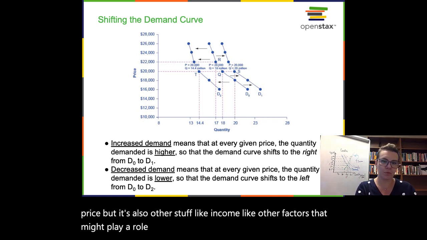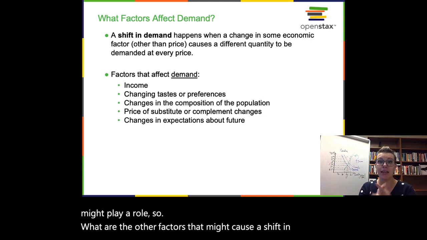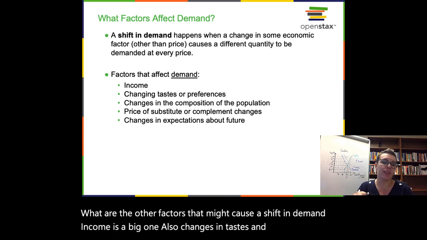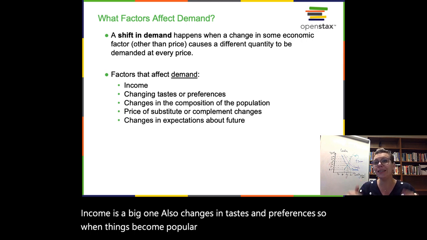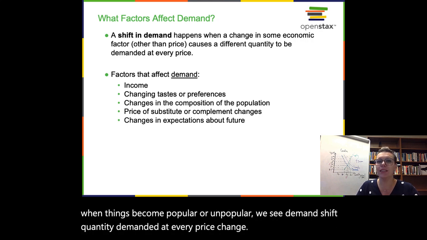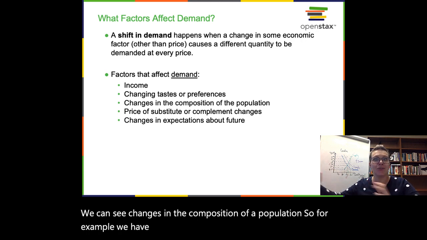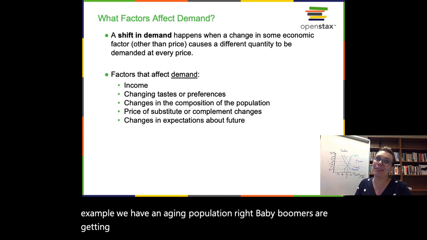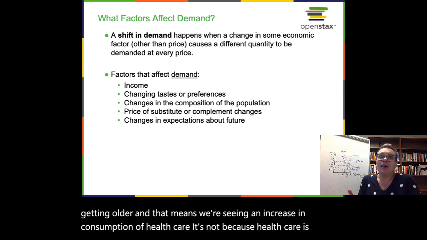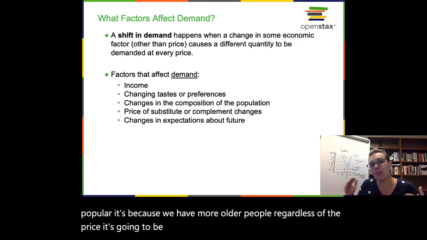So what are the other factors that might cause a shift in demand? Income is a big one. Also, changes in tastes and preferences. So when things become popular or unpopular, we see demand shift, quantity demanded at every price change. We can see changes in the composition of a population. So for example, we have an aging population, right? Baby boomers are getting older, and that means we're seeing an increase in consumption of healthcare. It's not because healthcare is more popular, it's because we have more older people. Regardless of the price, it's going to be a higher consumption at every price level.